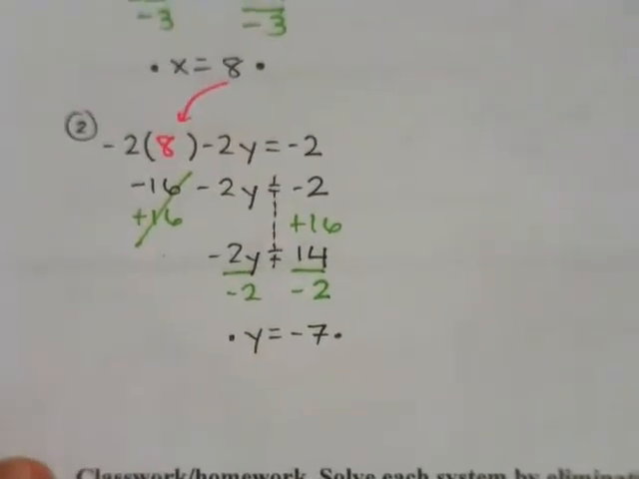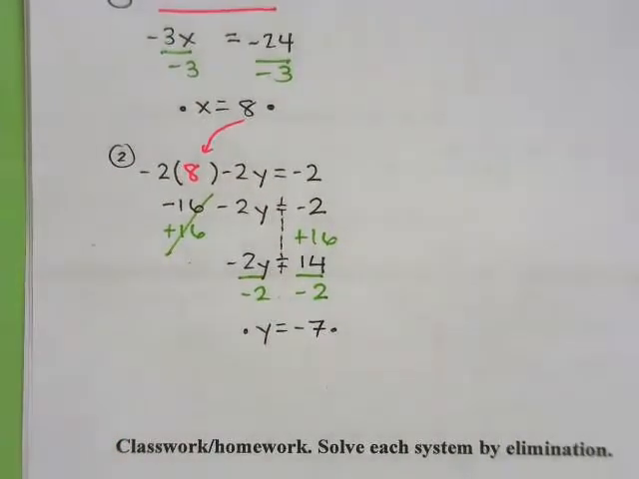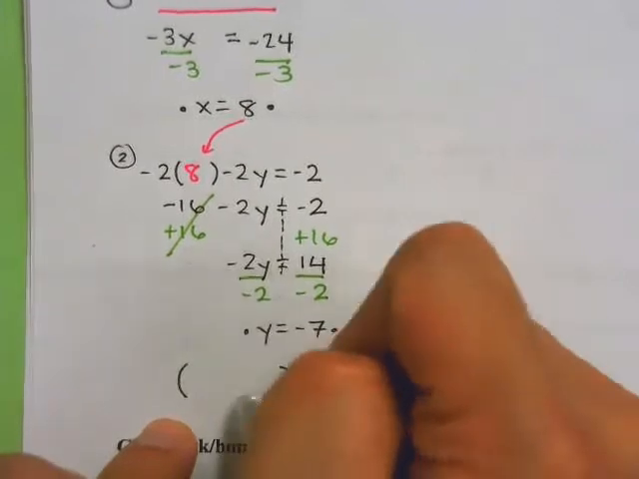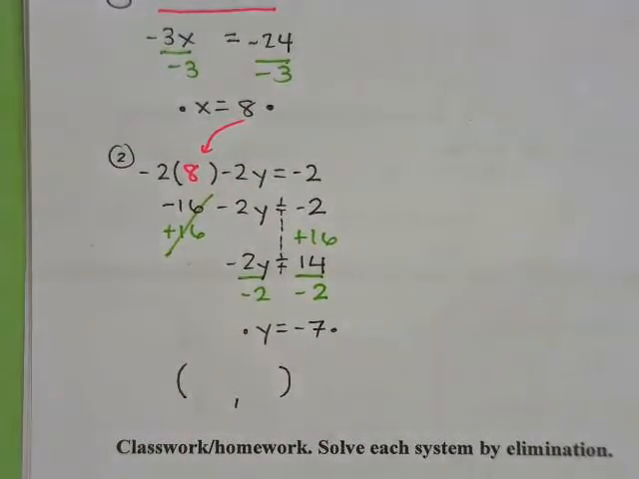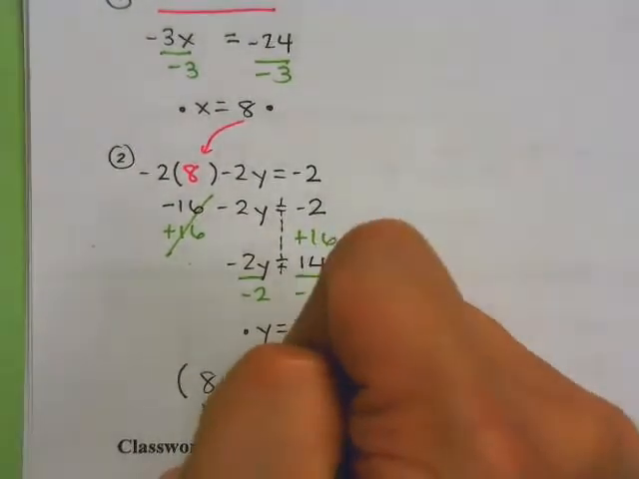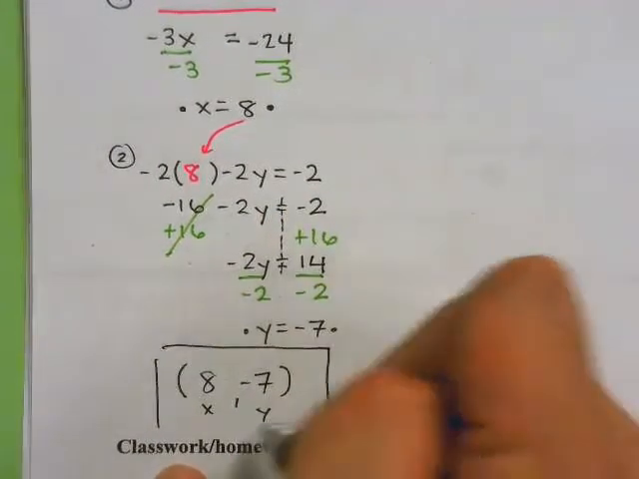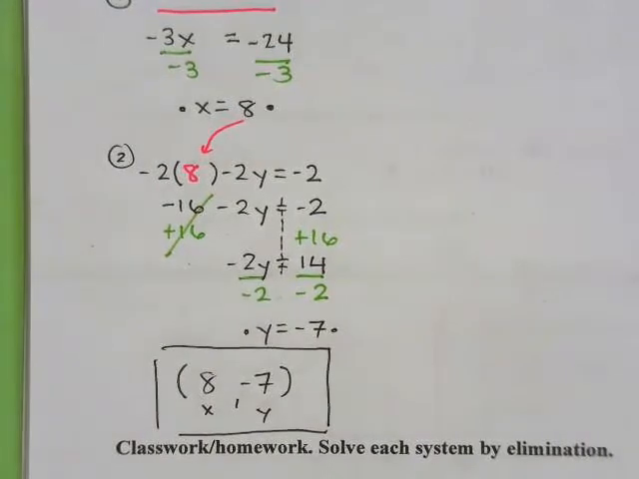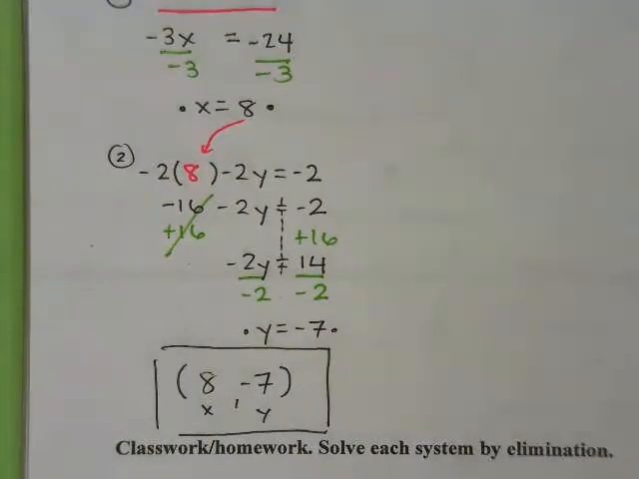So it seems like if we were to graph these two lines, they're going to intersect at negative 7 comma 8? Nope. Where? 8 comma negative 7. Very good. Okay. So I'm not going to do any Desmos today because I did that last class, but if you wanted to do Desmos, you can check to make sure they do intersect at 8 comma negative 7.